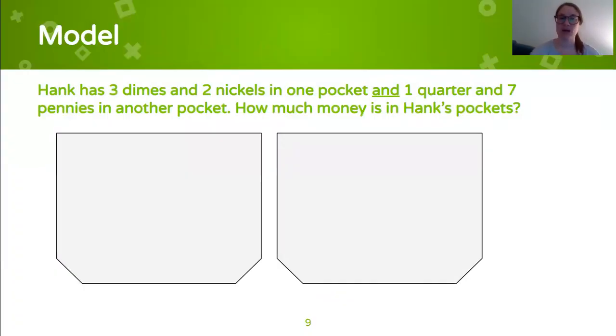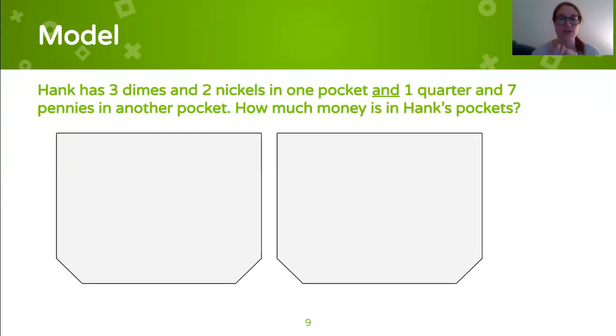So let's go ahead. I'm gonna model one for you. The first thing I'm going to do is read the problem. You can read with me if you'd like. It says, Hank has 3 dimes and 2 nickels in one pocket and 1 quarter and 7 pennies in another pocket. How much money is in Hank's pockets?